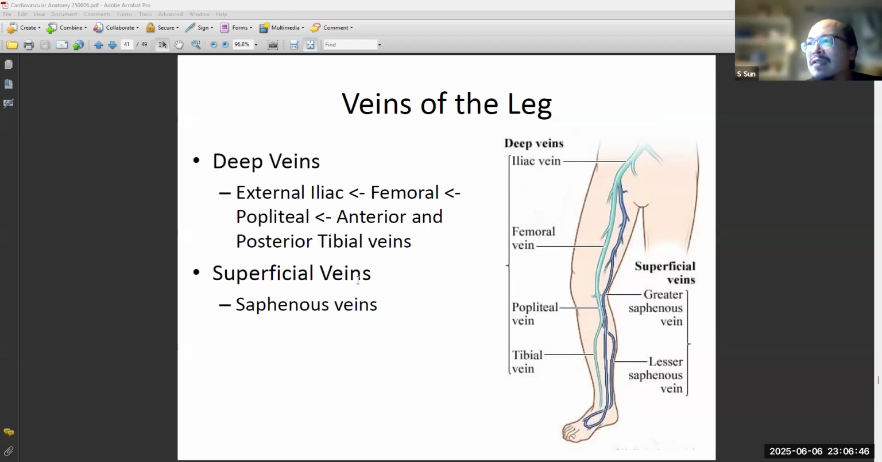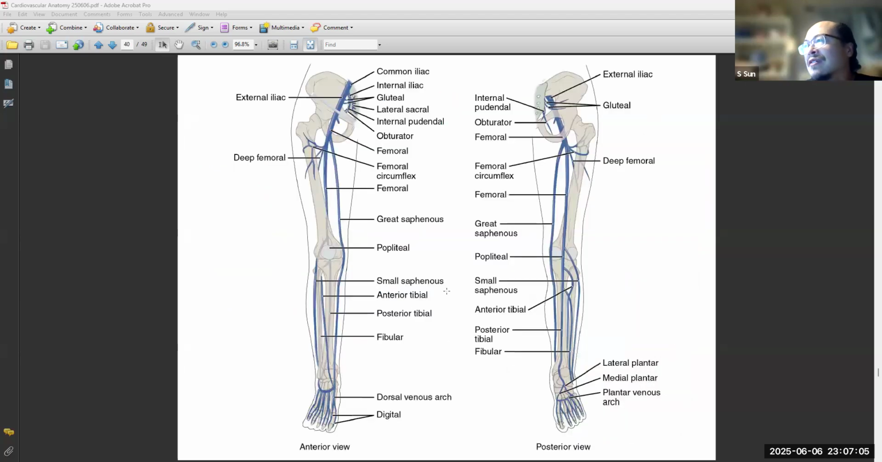For the superficial veins, we have two primary saphenous veins. We have the greater saphenous. We have another one called here the lesser, but we can also call it the small saphenous vein. So right here, small saphenous vein and great saphenous vein. So that is the venous system of the leg. That's basically a summary of everything we need to know.